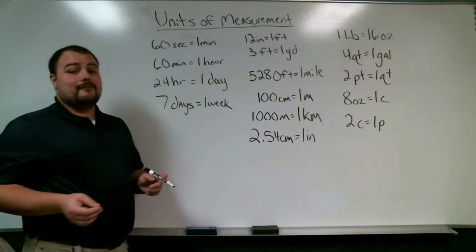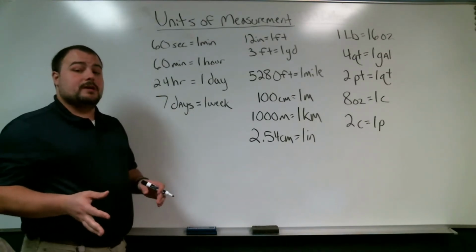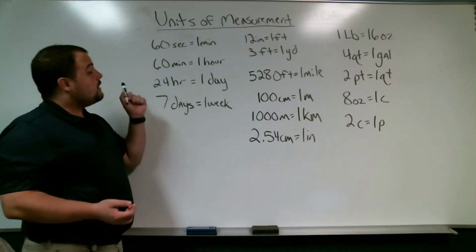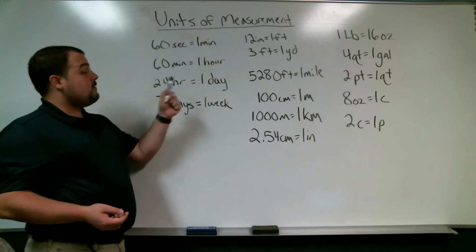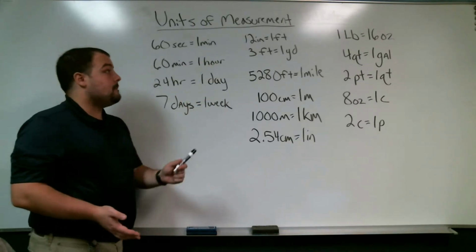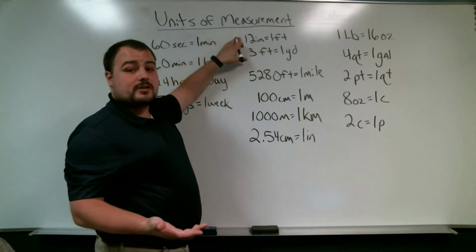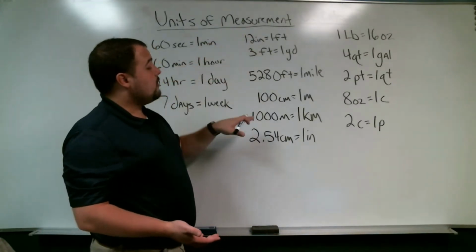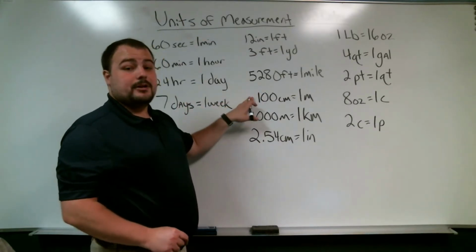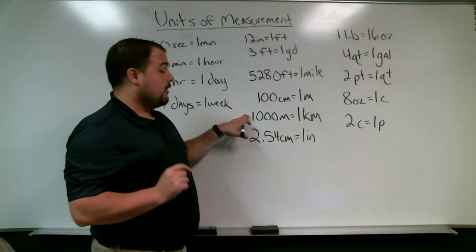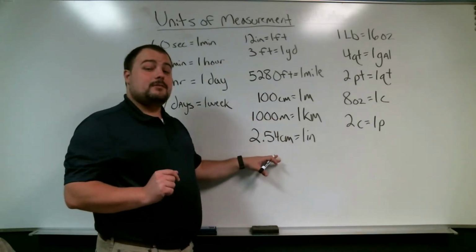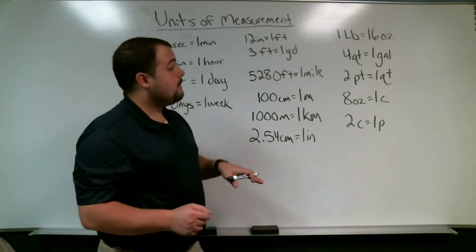I know this looks like a lot of information, but these are different units of measurement that we might use to do dimensional analysis. There's 60 seconds in a minute, 60 minutes in an hour, 24 hours in a day, 7 days in a week. These are ones that most of us probably know. Here we have 12 inches in a foot, 3 feet in a yard, 5,280 feet in 1 mile, 100 centimeters in 1 meter, 1,000 meters in 1 kilometer, 2.54 centimeters in 1 inch.